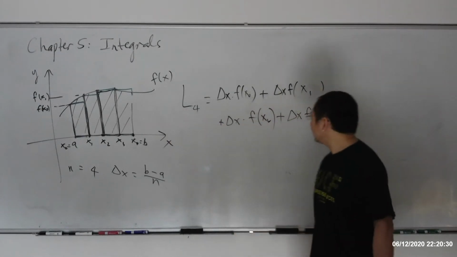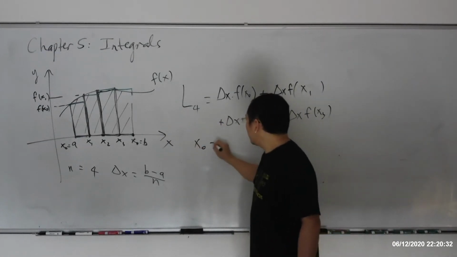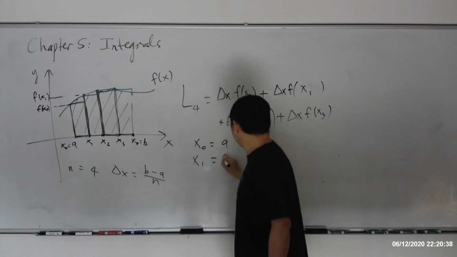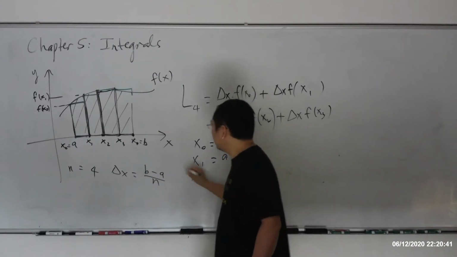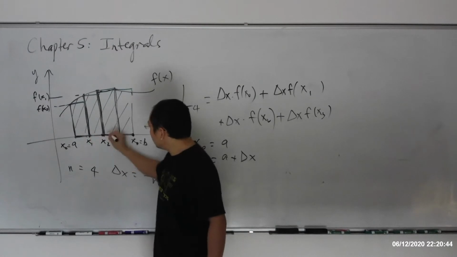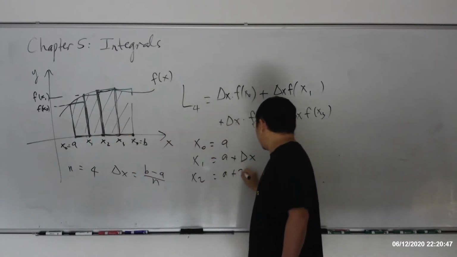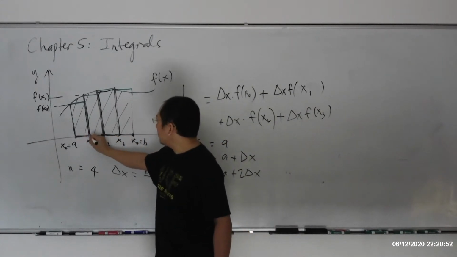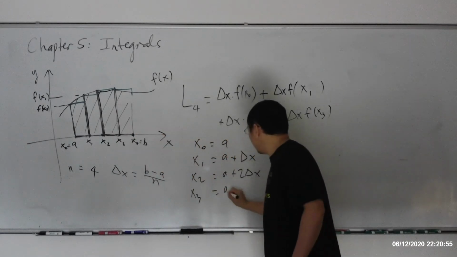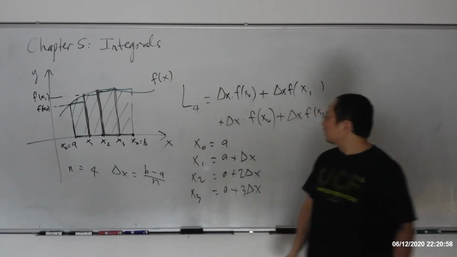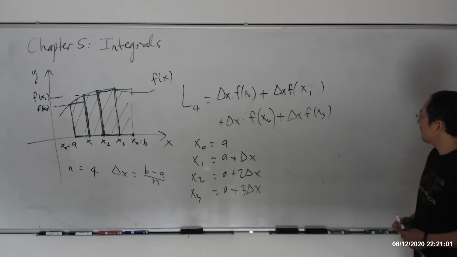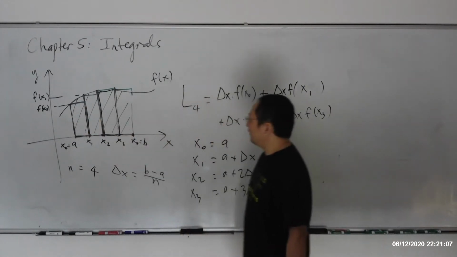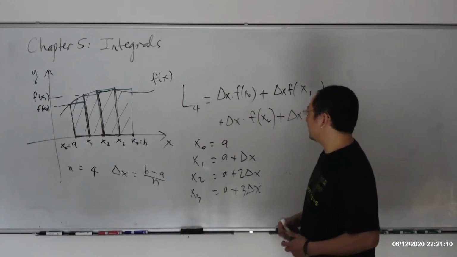Approximation using the left bar, where x0 is equal to a, x1 is a plus 1 delta x, x2 right here is a plus delta x plus another delta x, a plus 2 delta x, and then x3 right here is a plus 1 delta x plus 2 delta x plus 3 delta x. Okay? That was the approximation using the left bar, the left side of the rectangle.